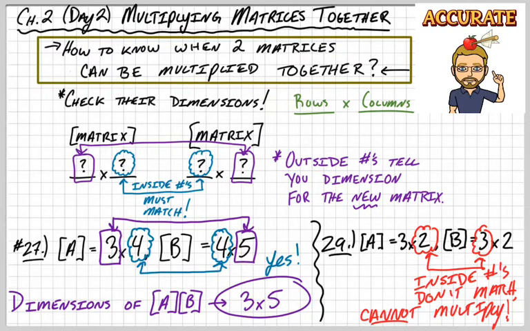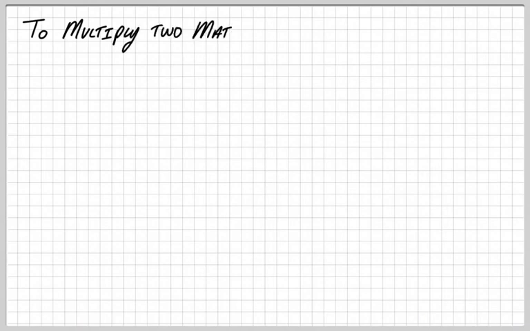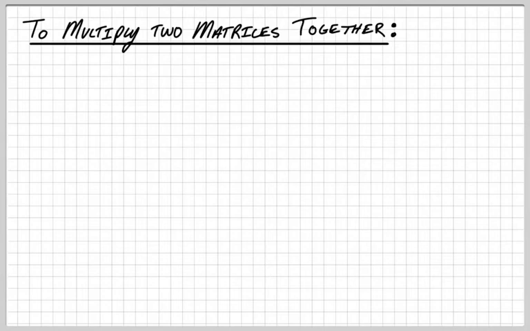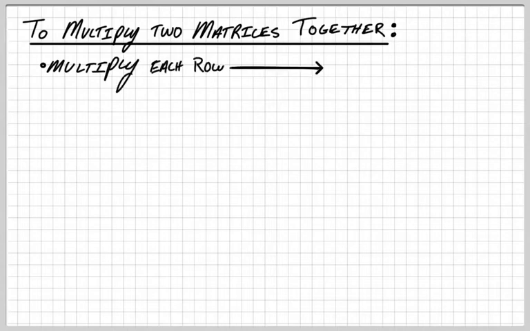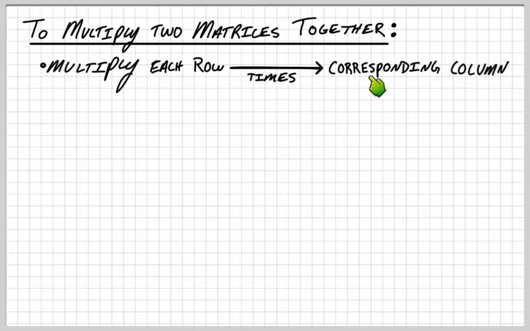Okay, so now we know when it's okay to multiply them together and how big the resulting matrix will be once you've multiplied those matrices together. How do you actually multiply these things then? So to multiply two matrices together, I'm going to summarize it in simple terms, then we'll go through it and see what it actually looks like. You're essentially going to multiply each row from the first matrix times the corresponding column in the second matrix.